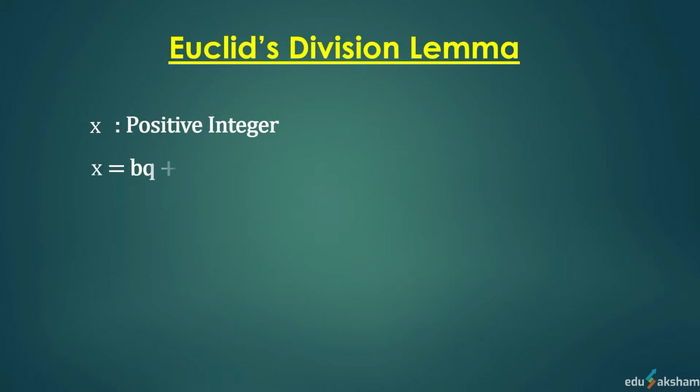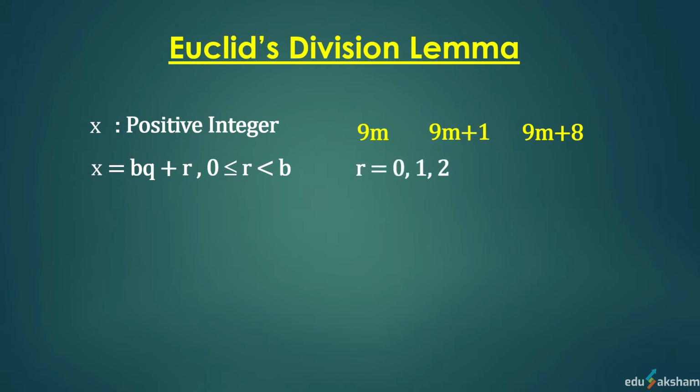According to Euclid's division lemma, we can represent x as bq plus r, where r is greater than or equal to 0 and less than b. In the question, we have been given cubes of three different forms, which are 9m, 9m plus 1 and 9m plus 8. To show that the cubes of x, which is a positive integer, can be of either of these three forms, we have to take three different values of x, which means we must first select three different values of r, which can be 0, 1 and 2.